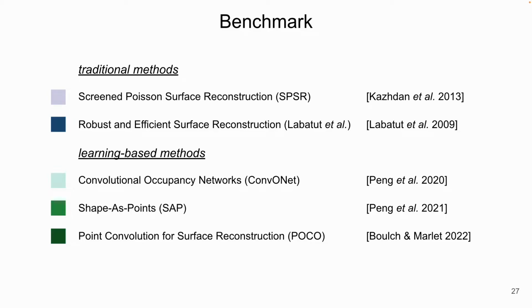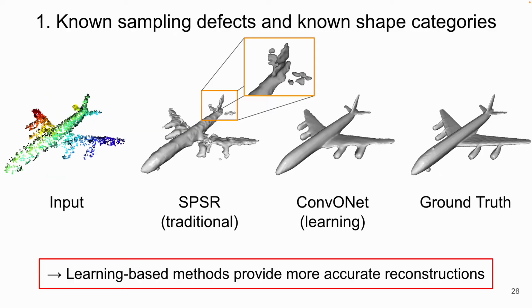Then we test 3 learning-based methods, and I will later introduce 2 of them in a bit more detail when we talk about scalability, but for now we will mostly look at how the methods perform on object-level reconstruction and how well the methods generalize to unseen data.